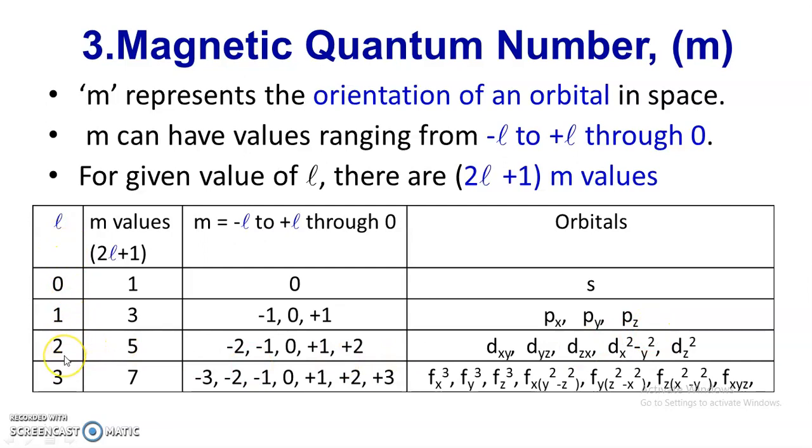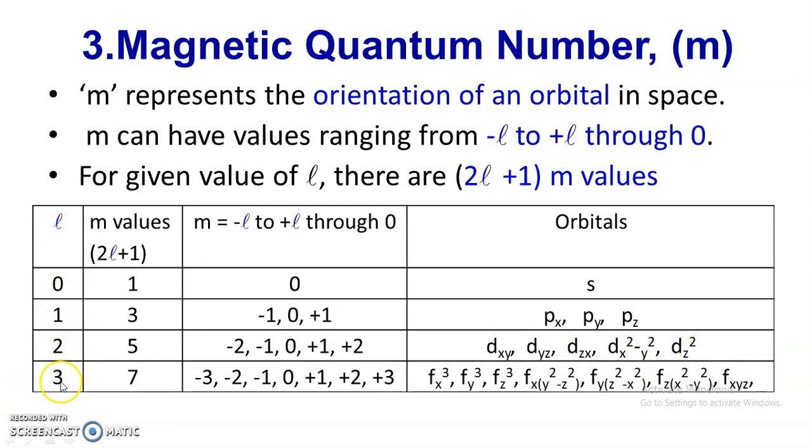If l is equal to 2, that is the d subshell, in the d subshell there are 5 d orbitals with m values minus 2, minus 1, 0, plus 1, plus 2, and the corresponding d orbitals are dxy, dyz, dzx, dx square minus y square and dz square.